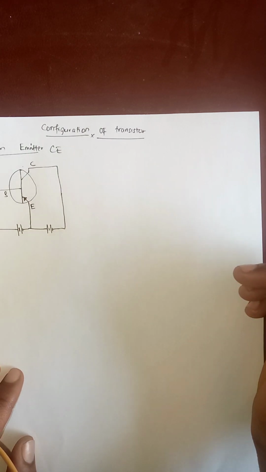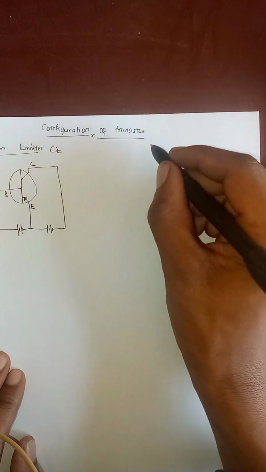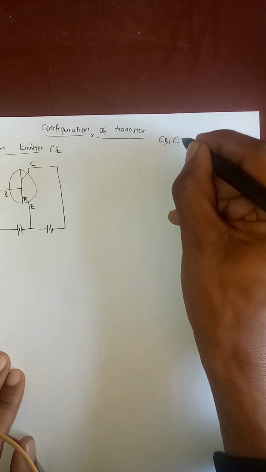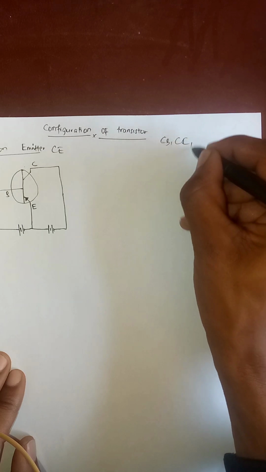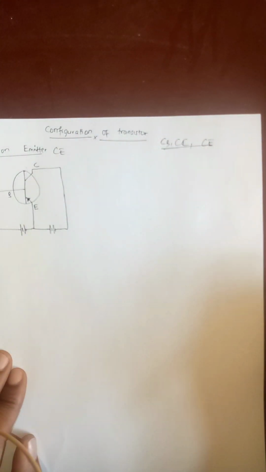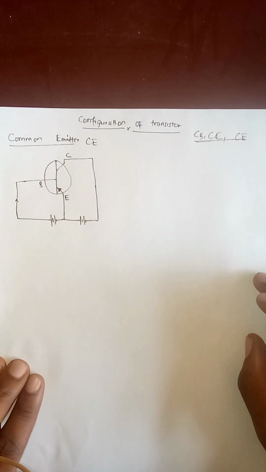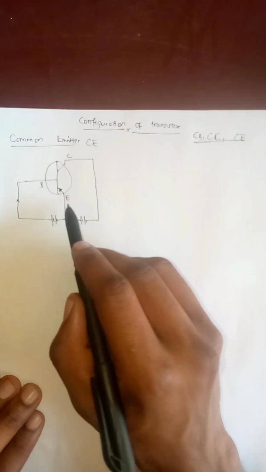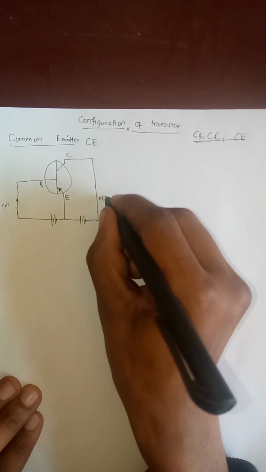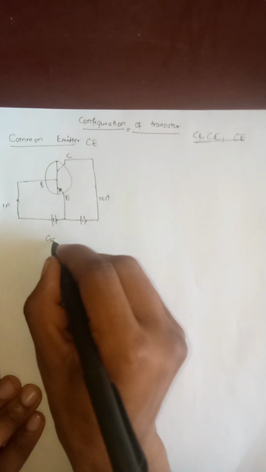Configurations of transistors. Transistors can be configured in three ways: common base, common collector (CC), and common emitter. These are the configurations or connections of transistors. Now let us start with the common emitter. In the common emitter, the emitter is common to the input and the output side. Now we can find the gain here.